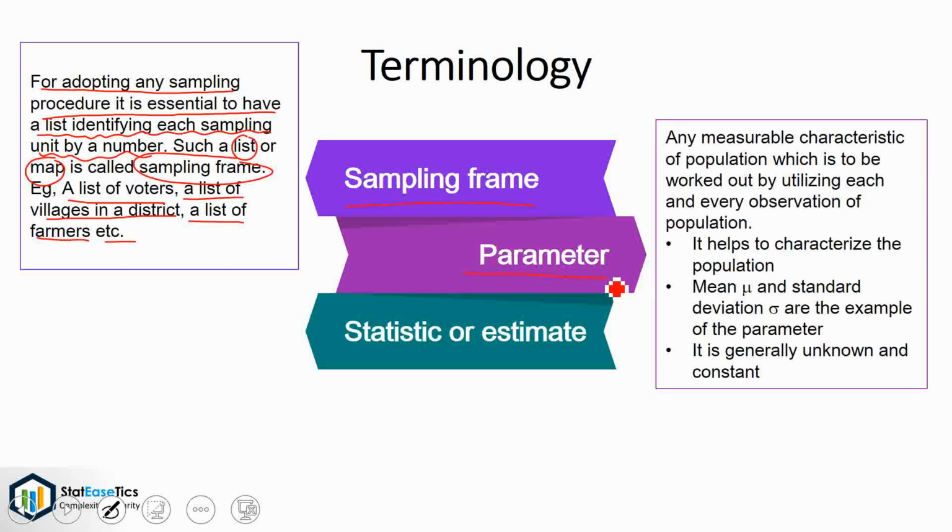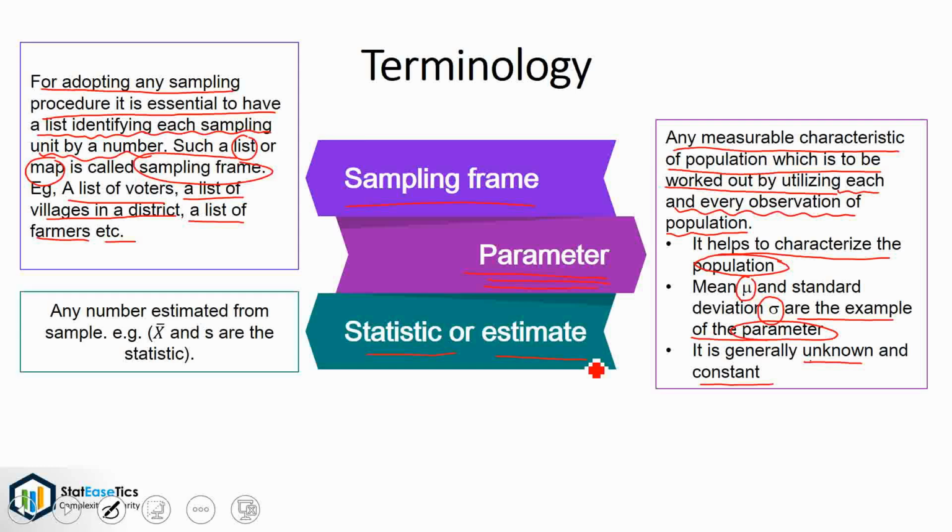Parameter. Any measurable characteristic of population which is to be worked out by utilizing each and every observation of the population is called parameter. It helps to characterize the population. Mean mu and standard deviation sigma are examples of parameter. It is generally unknown and constant. Statistic or estimate. Any number estimated from a sample is called statistic or estimate. Example, x bar and s are the statistics for mean and standard deviation respectively.